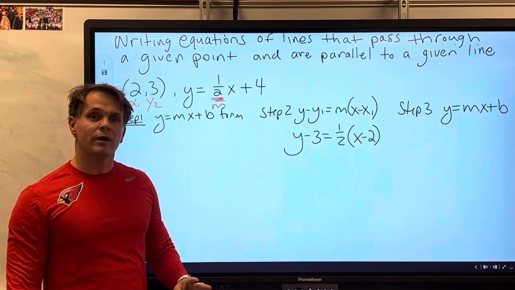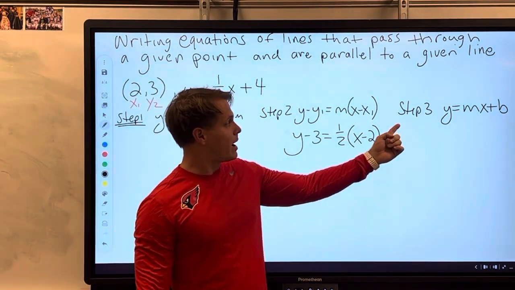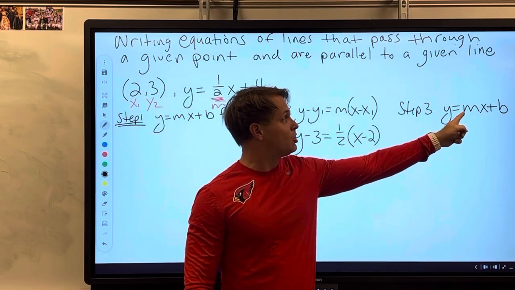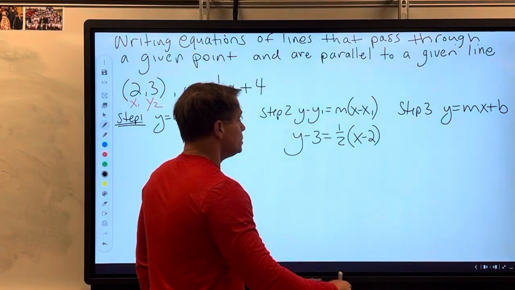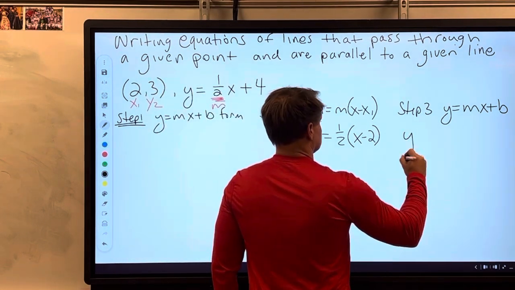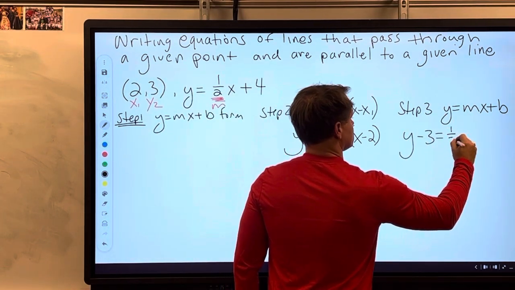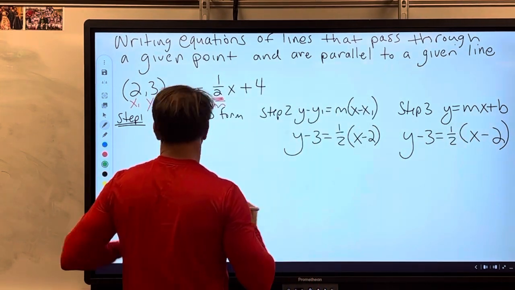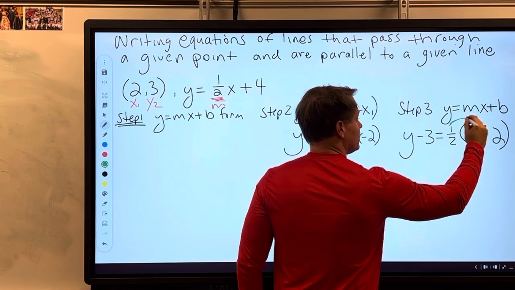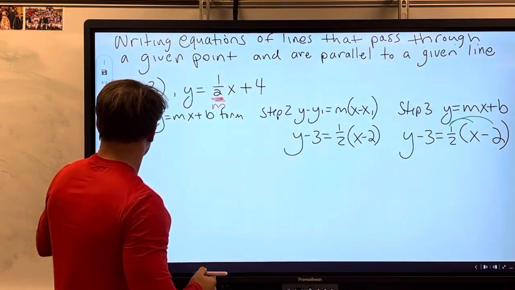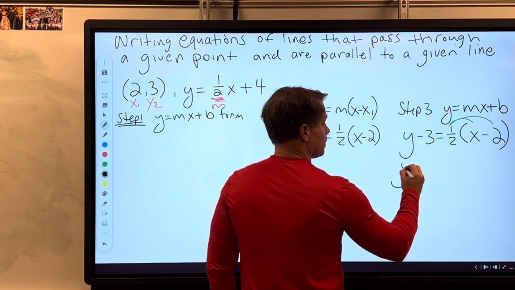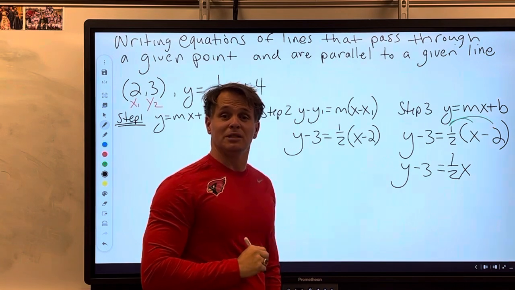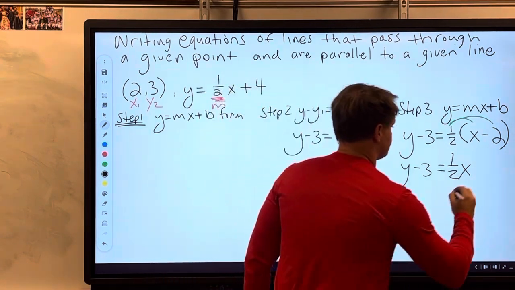Now step number 3, I want to simplify this and write it in y equals mx plus b form, or slope-intercept form. So what I'm going to do is, first, I'm going to do the distributive property. 1/2 times x and 1/2 times -2. 1/2 times x is 1/2 x. 1/2 times -2 is -1.